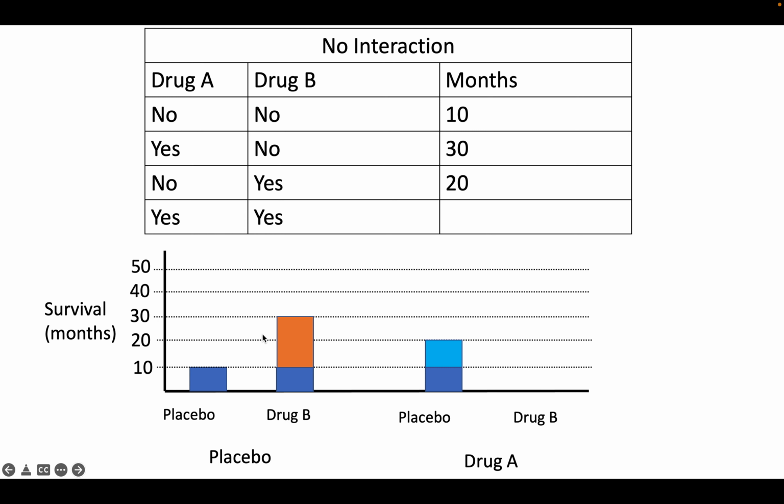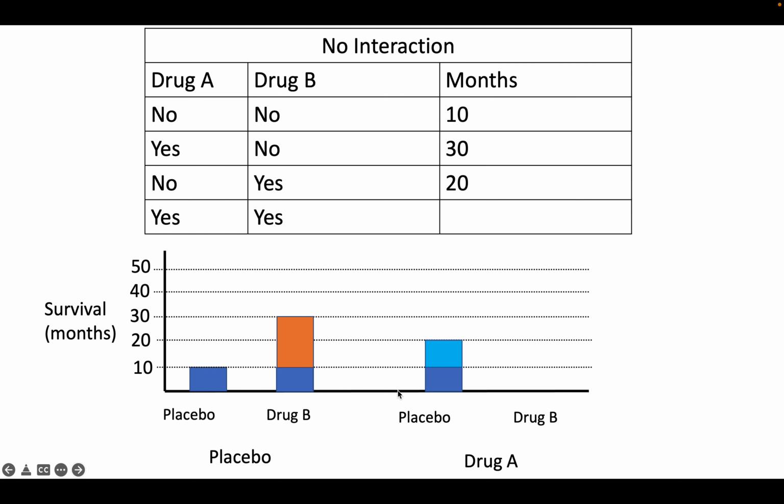I don't know if you've noticed the theme going through, but drug A is typically orange and drug B is typically blue. Well, this dark blue is the baseline expected months of life. And this group lived 30 months, but if we did nothing, they would have lived 10 anyway. So we're basically looking at what drug A and drug B added.